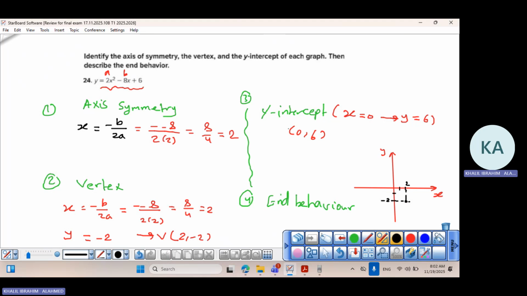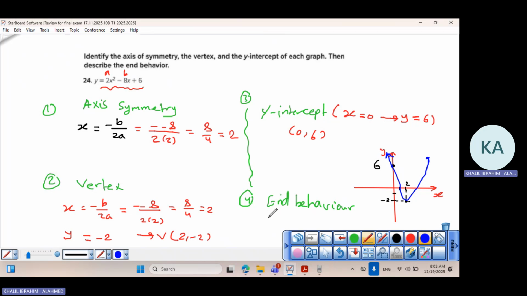This is opening up because a is positive 2, more than 0. Opening up, and from 0, 6, this is 6. Okay, this is 0, 6. We can graph, yes, the curve. This is, I think, the graph.